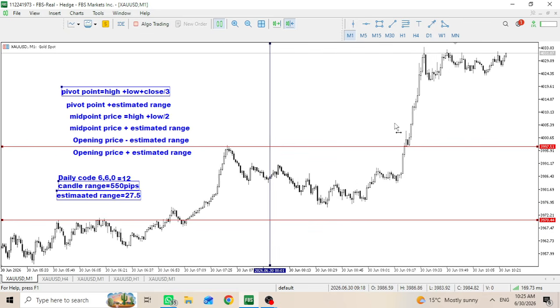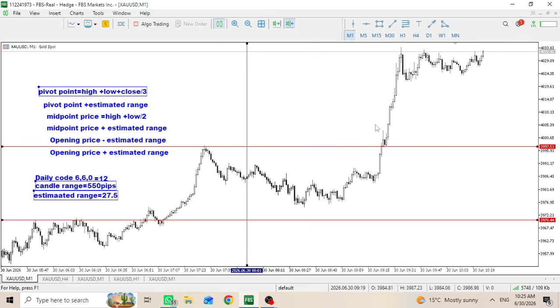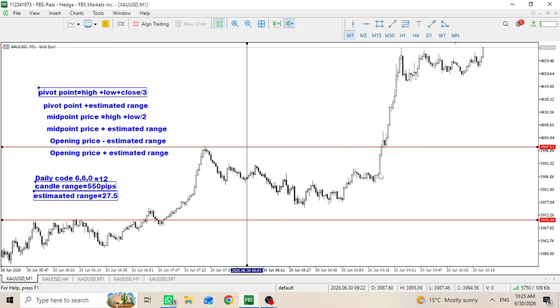Now the question is, can you see this price point, this candle, 922? 922 is where the banks completely started to move the price here.